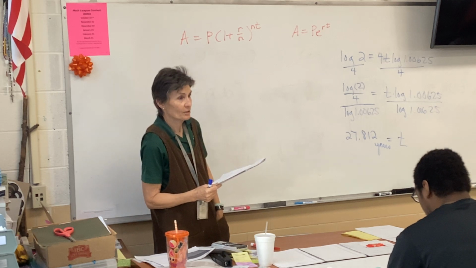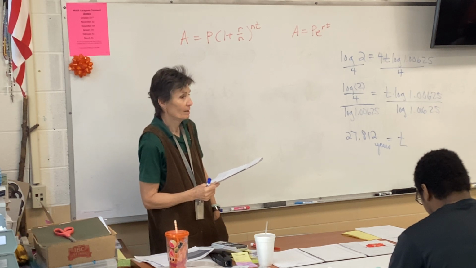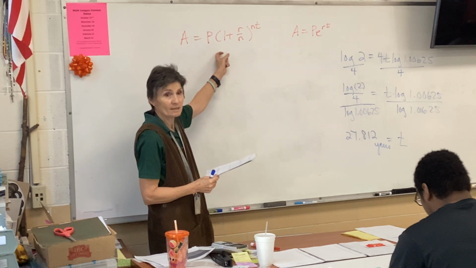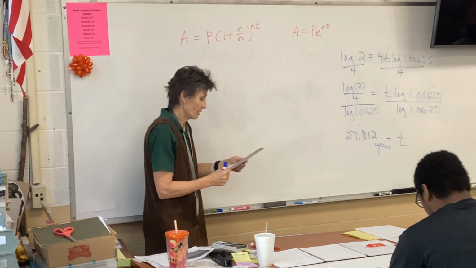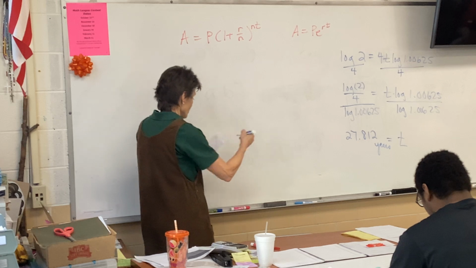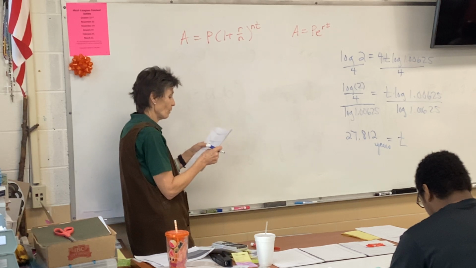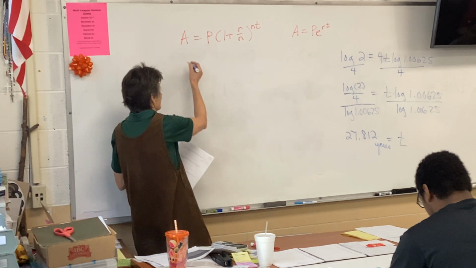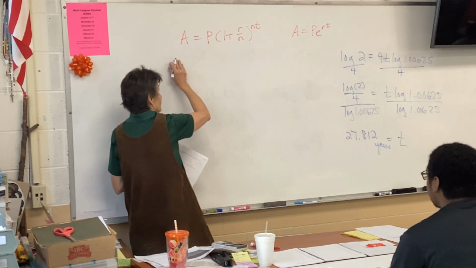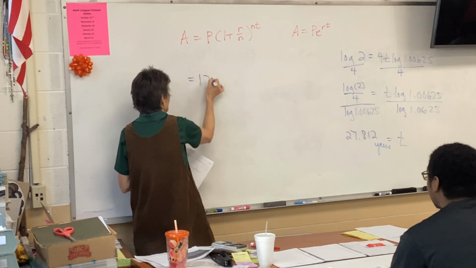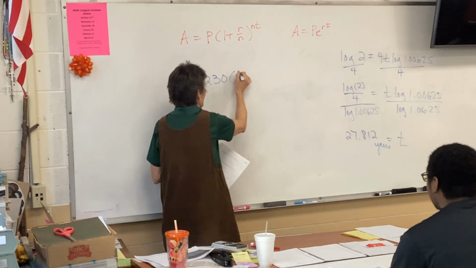Keywords are the last two: compounded monthly. Same formula as before. So here we go. How much will be in the account at the end of 10 years? Where do I put the 1,230? This is my formula. P, that goes in for P, 1,230, that's what I'm starting with.